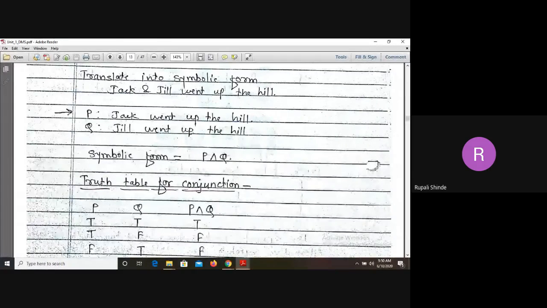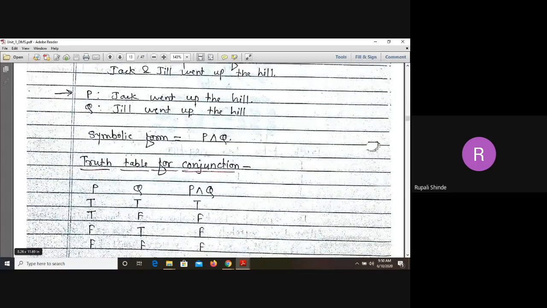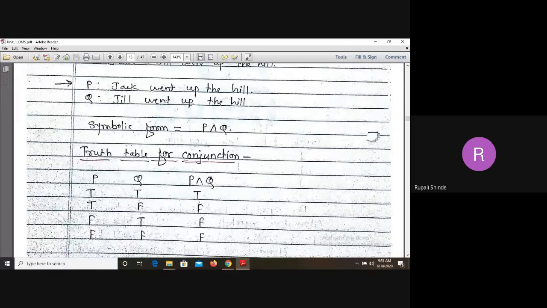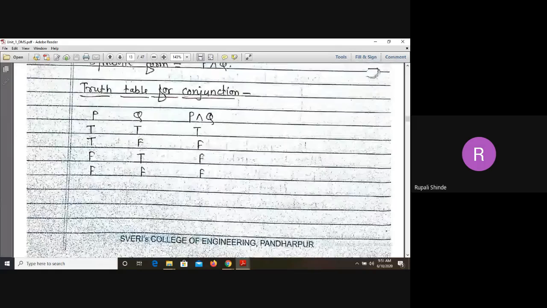Variables used are P and Q. For P, the truth values are T, T, F, F. For Q, T, F, T, F. And for P conjunction Q, whenever both are having truth value T, then only the final value is T. Otherwise, it will be false. So the final value for P conjunction Q is T and the remaining are false. So this is the truth table for conjunction. Keep these things in mind because whenever we solve examples, you have to apply these connectives.